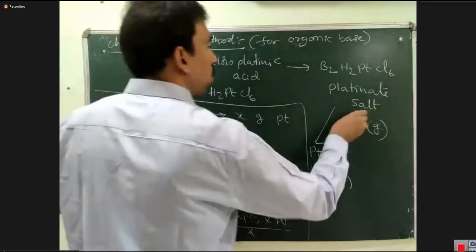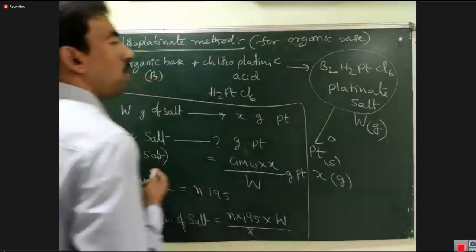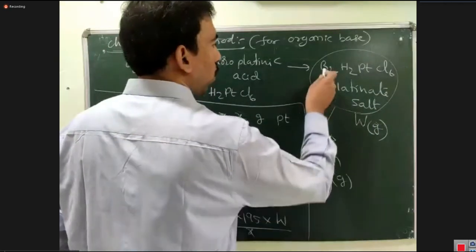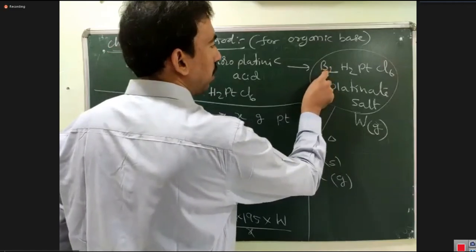So we are getting the molar mass of the salt. Molar mass of the salt is nothing but 2 into the molar mass of the base plus the molar mass of the H2PtCl6.